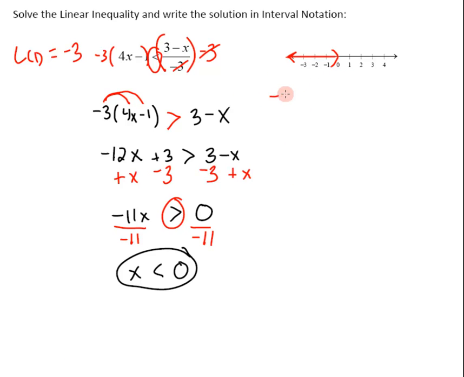Now I need to write my interval notation. Negative infinity is the furthest thing left, and it goes up to 0. So there's my answer: negative infinity to 0, not including 0.